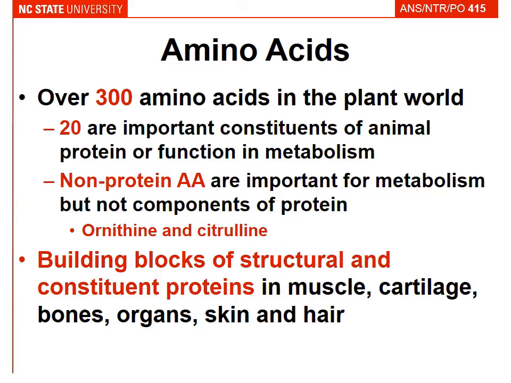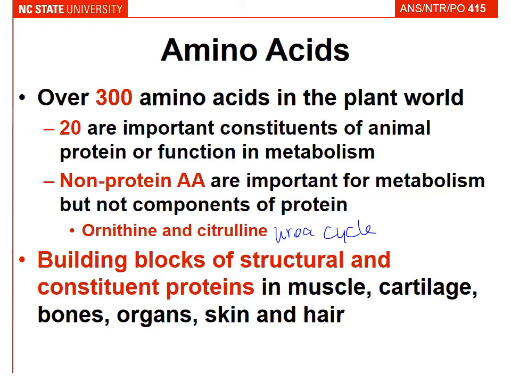There are some non-protein amino acids that are important for metabolism in animals, but those non-protein amino acids are not part of the protein or peptide chains. Some examples include ornithine and citrulline, and ornithine and citrulline are major components of the urea cycle, which we'll talk about in a little bit.